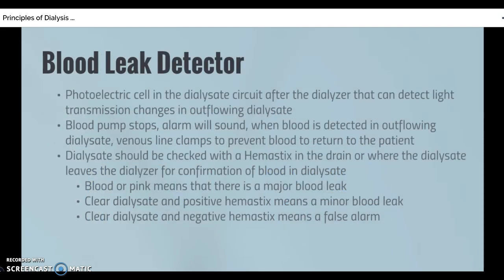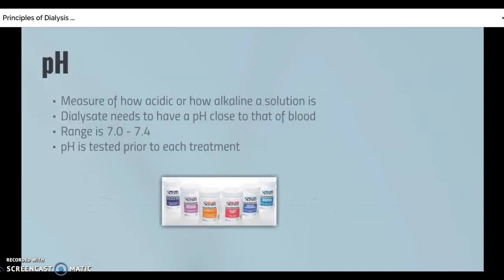Blood leak detector. So there is a detector to make sure that a blood leak doesn't occur. And if one does occur, it alarms and clamps the venous line. And then what happens is that technician would go up to the machine and, using a hemostix, would check the drain to make sure there isn't any blood found. And we'll go through that as well.